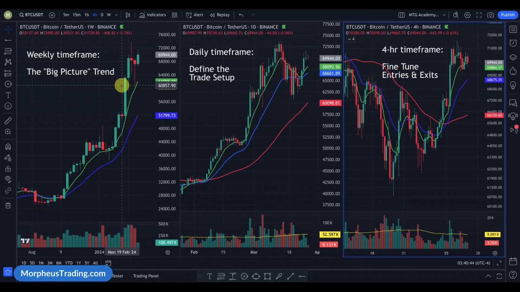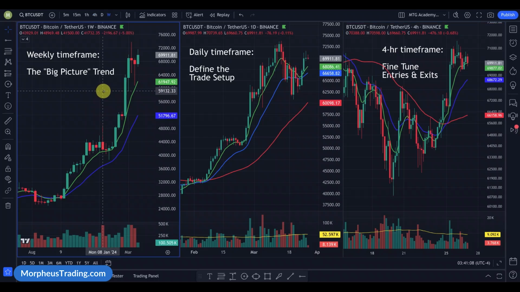So you could call this a top-down analysis. We start at the top with the bigger picture, and then we work our way all the way on down. So with Bitcoin today, what I'd like to do is the same thing with you: walk through our multiple time frame analysis of Bitcoin, starting with the weekly chart and drilling down so we can see where Bitcoin may be headed in the near term.